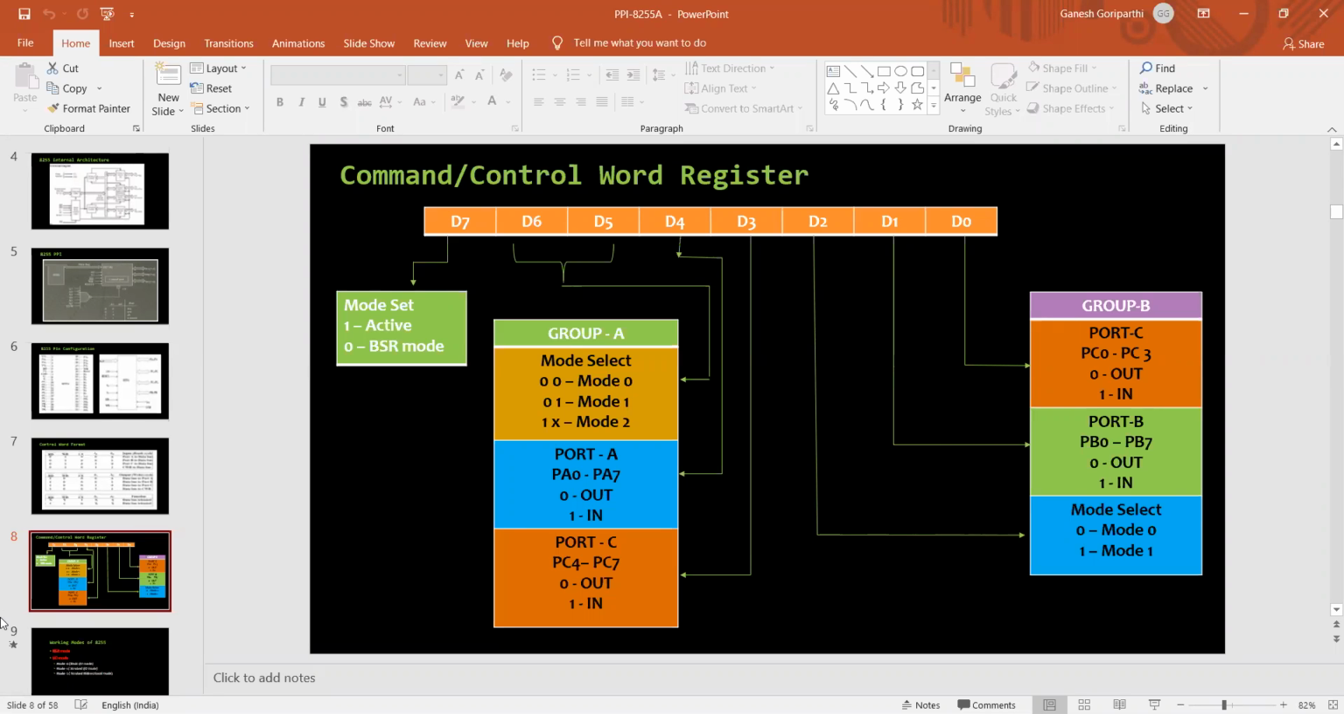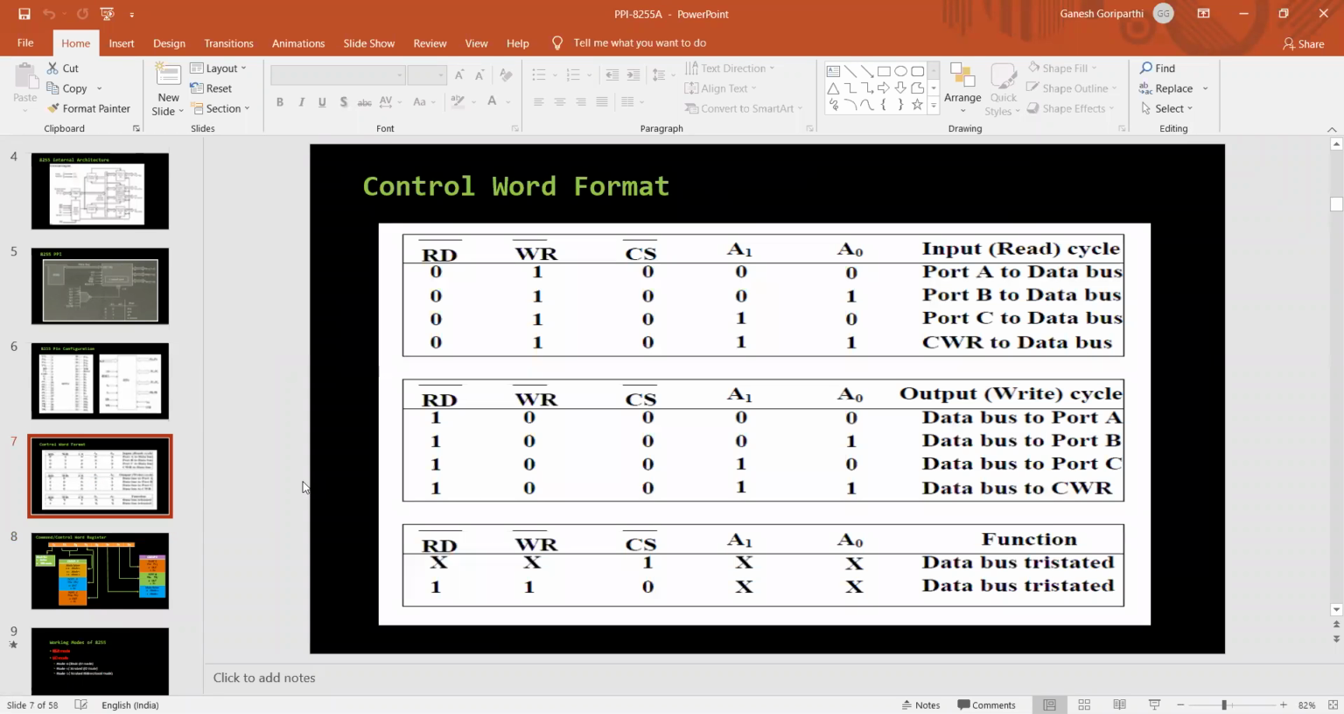You may get a doubt: what is this command word, sir? When A1 and A0 are 1, 1, here you can see, then you will supply this command word to the 8255. Okay, right? So what is that command word? That we will be seeing now.